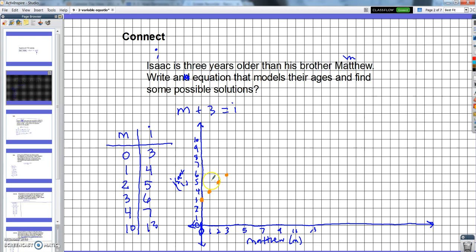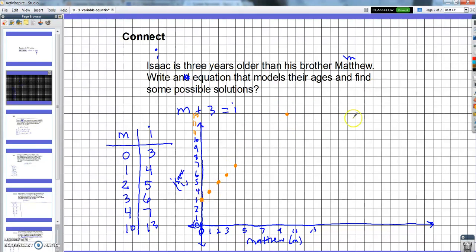And what you do, if you look at any point right here, you can go down and see Matthew's age, or you can go over and see Isaac's age. 4, 7. And then we skipped a bunch and went all the way out to like 10, which would be here. 13 would be 11, 12, 13. So it'd be a little above my graph. So 9, 10. When Matthew's 10, Isaac is, keep my spot, 13.